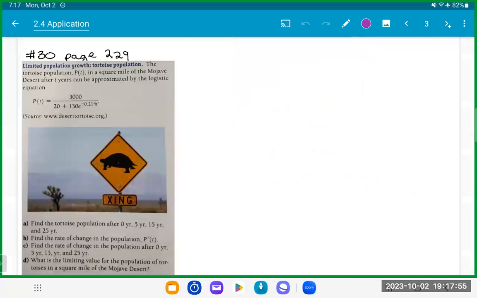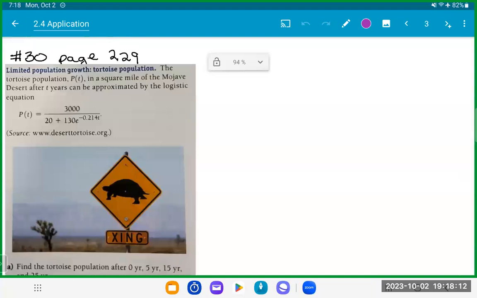Okay, so we do have one more example for this section. This is on limited population growth, right? I gave that formula on the first slide. Essentially, for this problem, we have a limited growth population of the tortoise population. In a square mile of the Mojave Desert, after t years, it can be approximated by this logistic equation. We're given this equation here, okay?